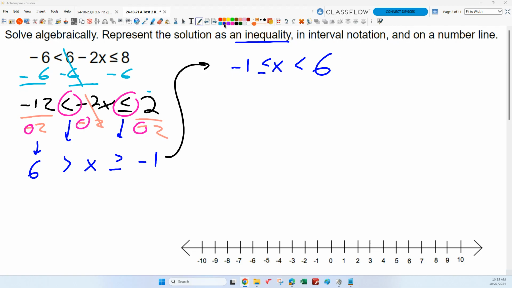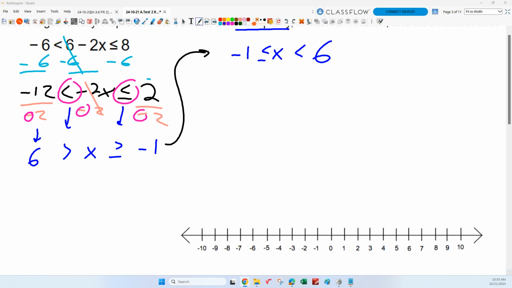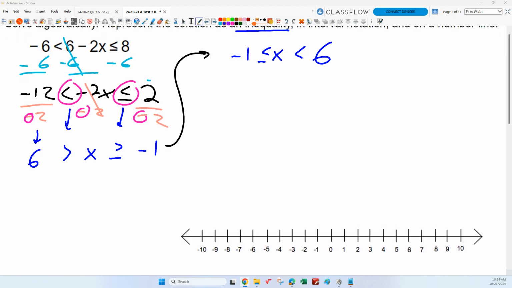Okay, then they want interval notation, but of course we're going to graph it first. So what's that graph look like then? Where am I going to have endpoints on this one? Negative 1 and positive 6. And what kind of endpoint at negative 1? Can be closed because of the equal. How about at 6? Open.